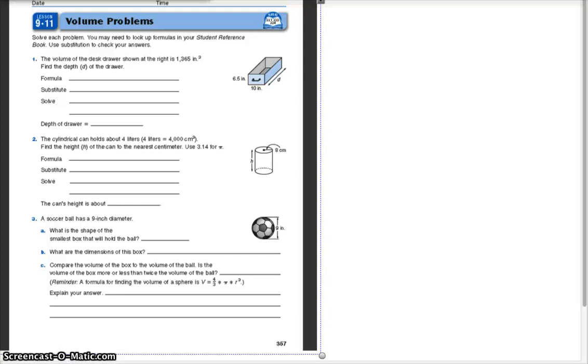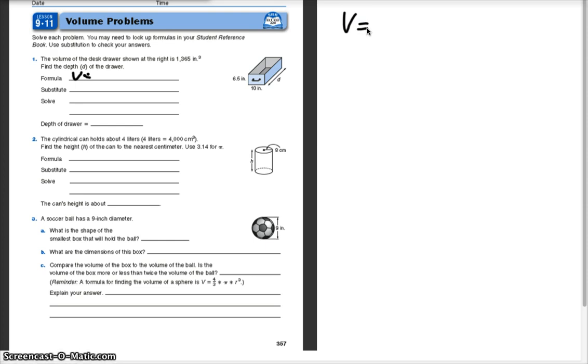It says the volume is 1,365 inches cubed. Find the depth of the drawer. Depth. So think about what kind of shape our drawer is. The first thing is we're trying to find volume, so you're going to put V equals, and we need to create our formula. V equals. I'm going to do it over on the right side because I have more space.